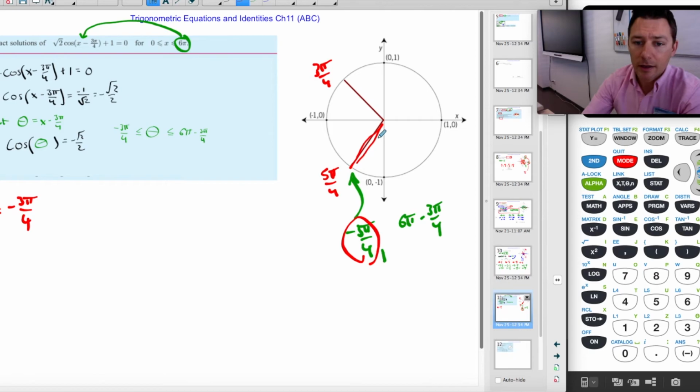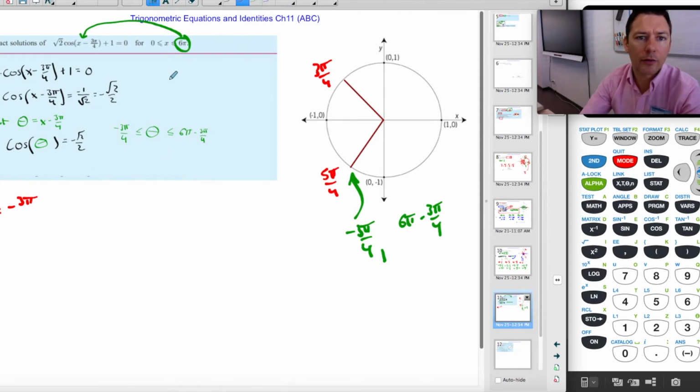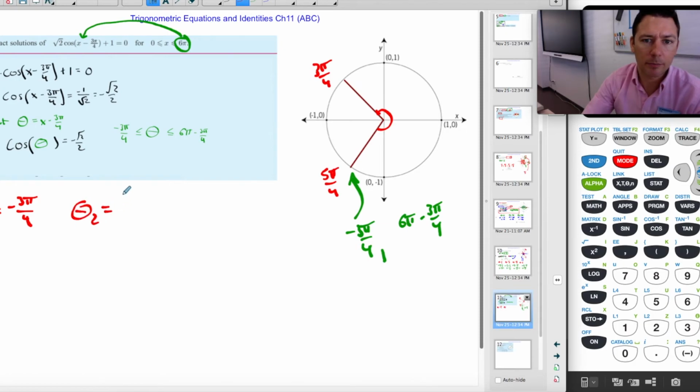The starting location fulfills this criteria. We're good. We're going to move positively, going from negative up to this positive value. And as we go around, the second time we hit a location with this property is here at 3 pi fourths. So theta 2 is going to be positive 3 pi fourths. We keep going. We hit 5 pi fourths. Theta 3 is 5 pi fourths.